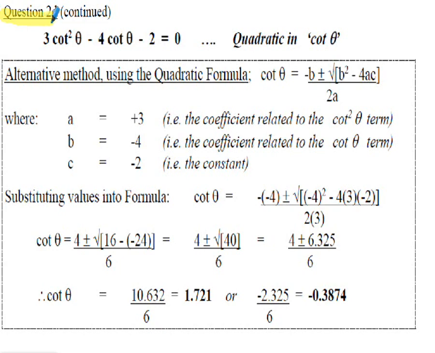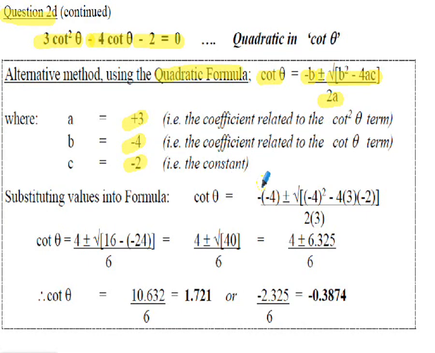Okay, question 2D continued here, just repeated the equation for convenience. So 3 times cot squared theta minus 4 cot theta minus 2 is equal to 0. I'm going to solve this with the quadratic formula. So cot theta is equal to minus b plus or minus the square root of b squared minus 4ac all over 2a, our standard formula. Don't forget that the a in this case will be plus 3, the b will be minus 4, and the c will be minus 2.